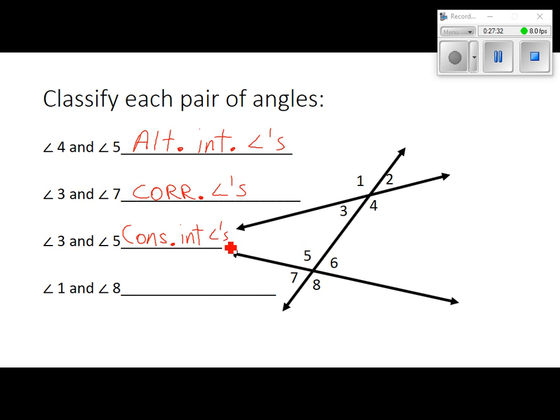My first 20 years of teaching, they never called them consecutive interior angles. They always called them same side interior angles in every book that I ever taught out of, and that was easier to abbreviate because I just do SSI angles. I always liked that because it was that much shorter, that much less I had to write. How about 1 and 8? Alternate exterior.